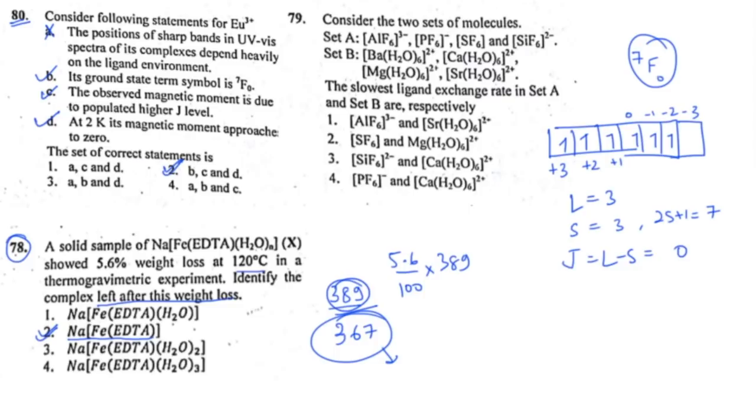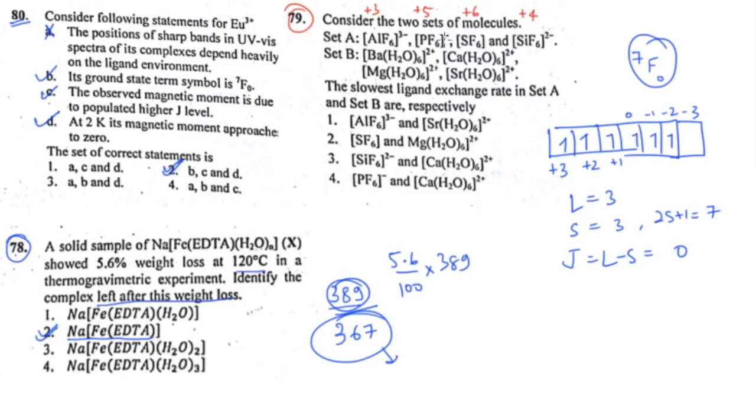Let's do the other question now. It says to consider two sets of molecules, set A and set B. In set A, you have aluminum, phosphorus, sulfur and silicon. The oxidation states are different. Aluminum is in +3 oxidation state, phosphorus is in +5, sulfur is in +6, and silicon is in +4. So the oxidation states are different over here.